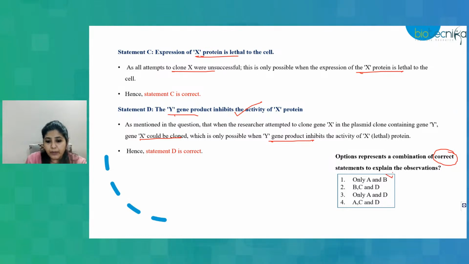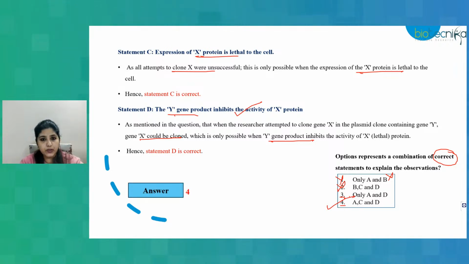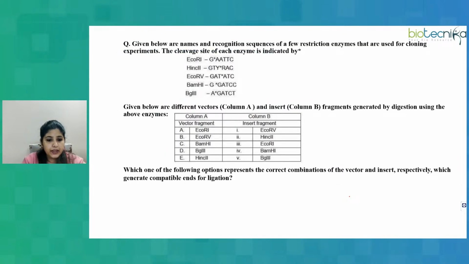So wherever you have option B given, you can easily omit 2 options out of 4 if you are following this strategy. Now you're left with only 3 and 4. So when you say C is correct, that means the answer is option 4. And we have confirmed the D statement also. Okay. Now, these types of questions are frequently asked. This one particularly is frequently asked.